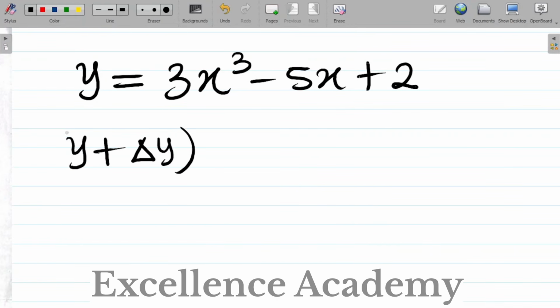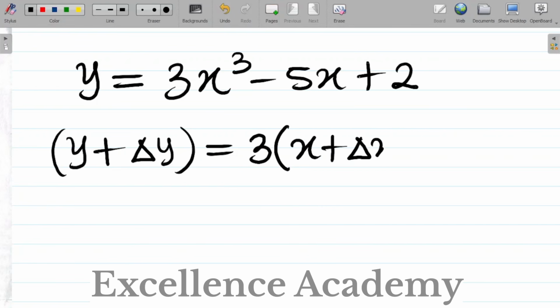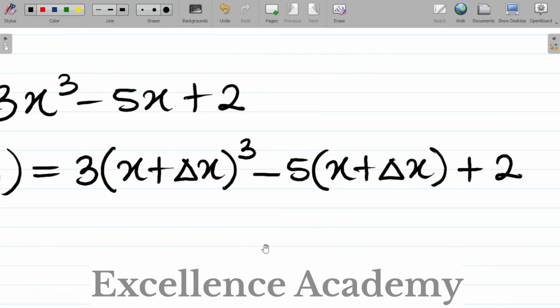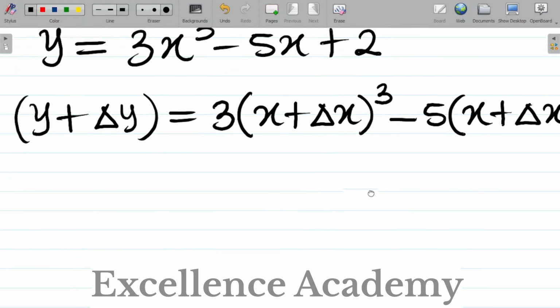So you have this. y plus change in y is equal to, everywhere I see x, I'll add change in x. That becomes 3 into, where you have x cubed, it becomes x plus change in x, this cubed, minus 5 into, where you have x, of course, here I'll put x plus change in x, then plus 2. All right, so we have this. How do we simplify this?